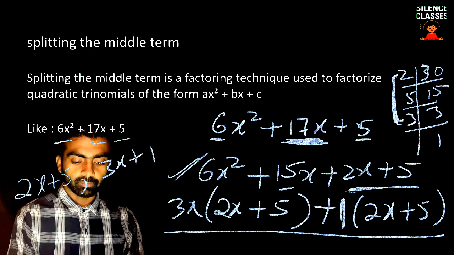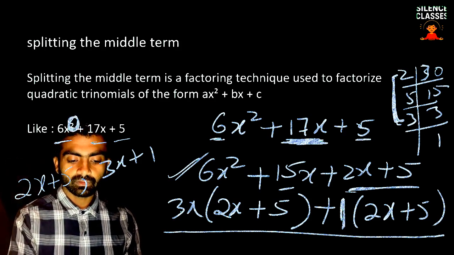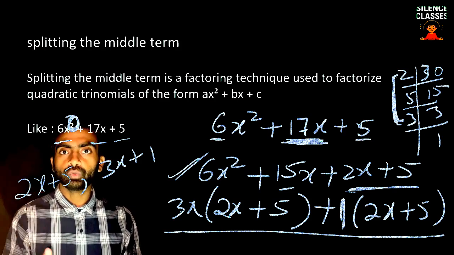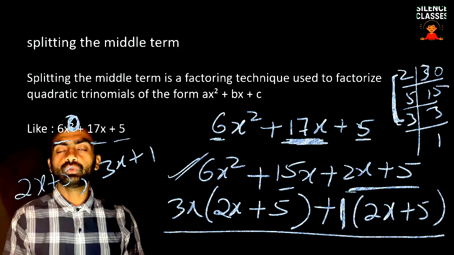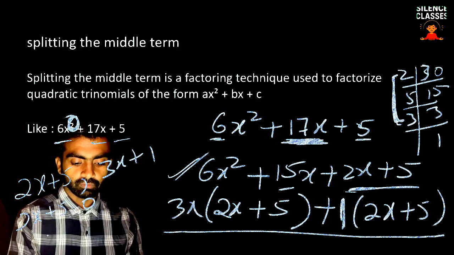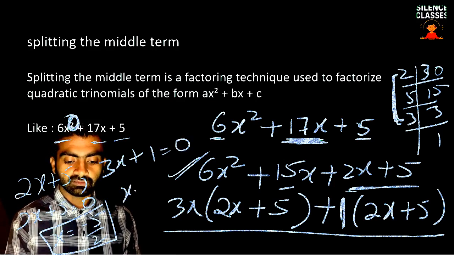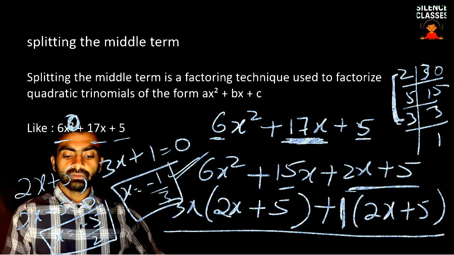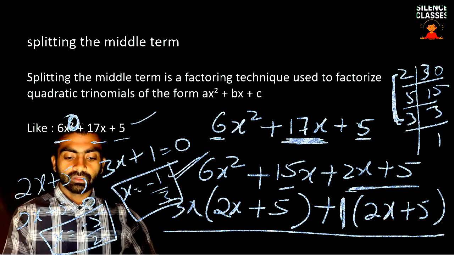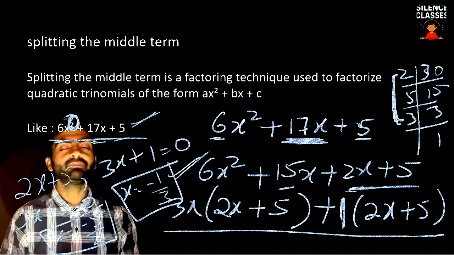So by this we can find the 2 zeros. Because it is a quadratic polynomial, the highest degree is 2, it means we will get 2 zeros of the given polynomial. So 2x plus 5 is equal to 0, so we will get x is equal to minus 5 upon 2. This is the first one, and 3x plus 1 is equal to 0, means x is equal to minus 1 upon 3. This is the other one. If we put these two values, the given equation will become 0.